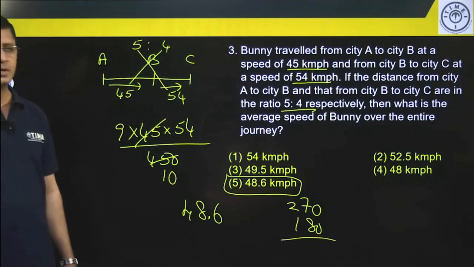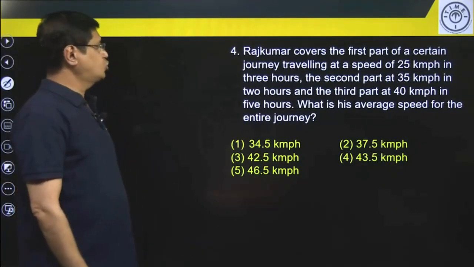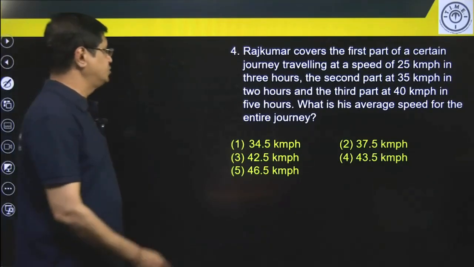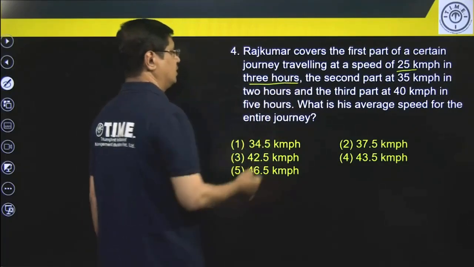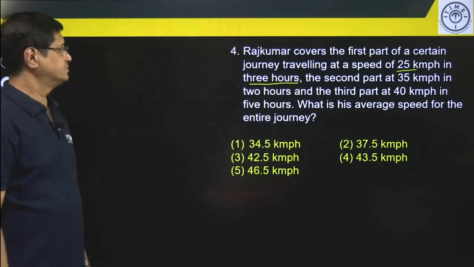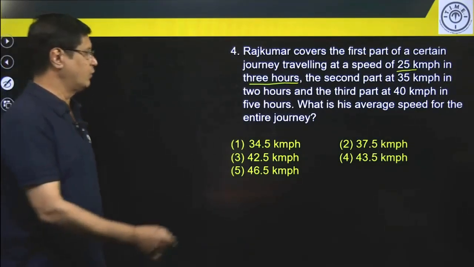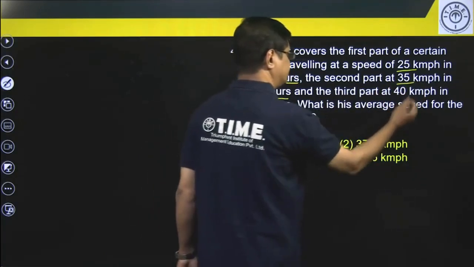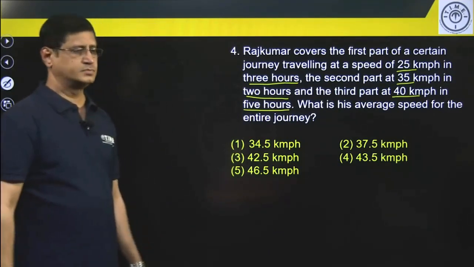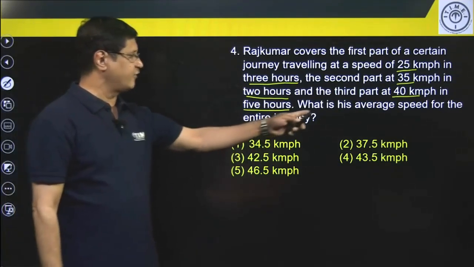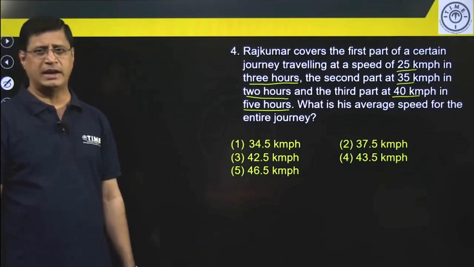Okay. Now look at the next example on your screen. Rajkumar covers the first part of a certain journey traveling at a speed of 25 km per hour in 3 hours. And the second part at 35 km per hour in 2 hours. For third part 40 km per hour, 5 hours. What is his average speed for the entire journey? Average speed means total distance by total time.